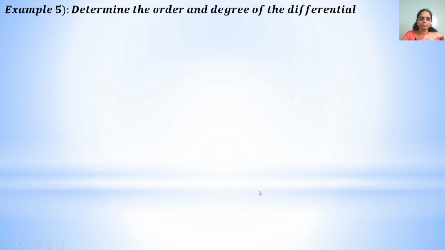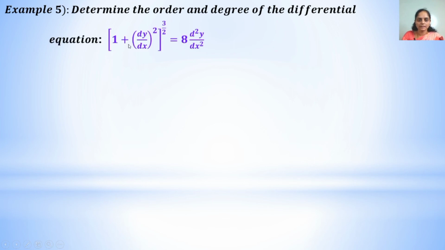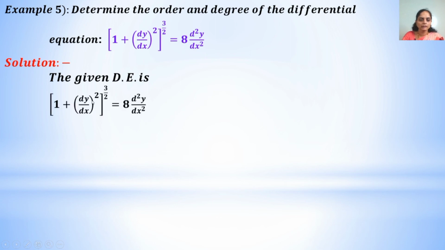Next example is: determine the order and degree of the differential equation (1 plus (dy by dx) square) whole bracket raised to 3 by 2 is equal to 8 into d2y by dx square. Now its solution is, first we write the given equation. The given differential equation is (1 plus (dy by dx) square) whole bracket raised to 3 by 2 is equal to 8 into d2y by dx square.